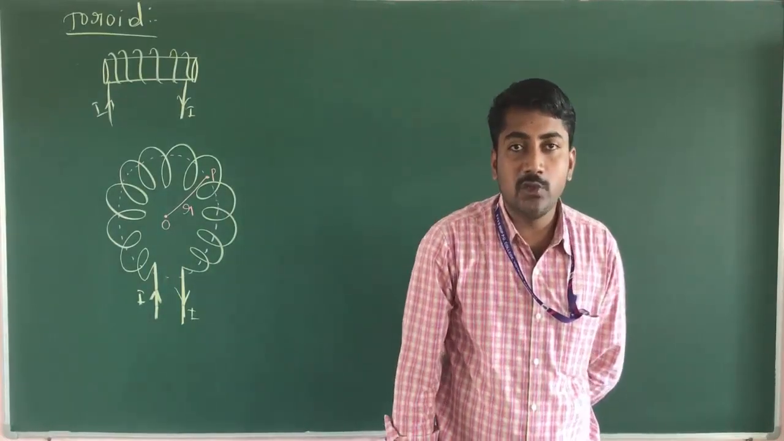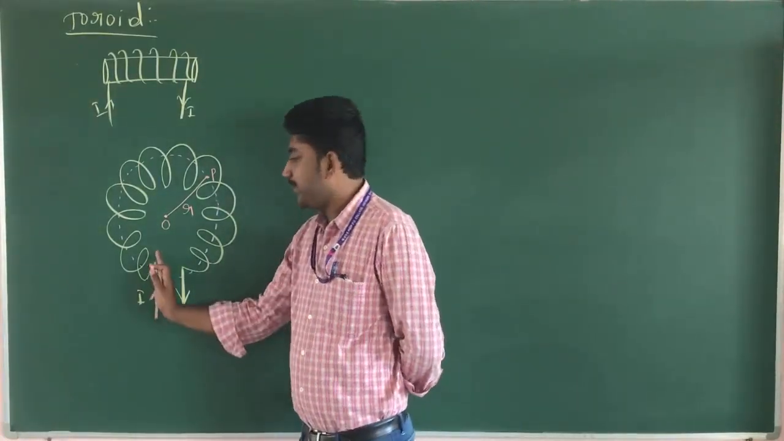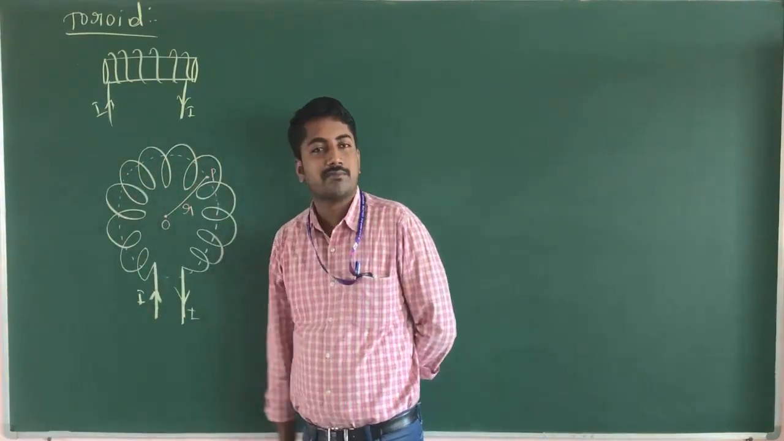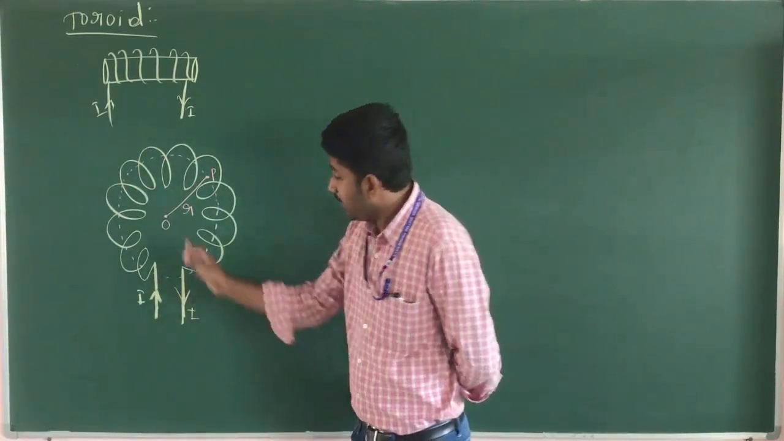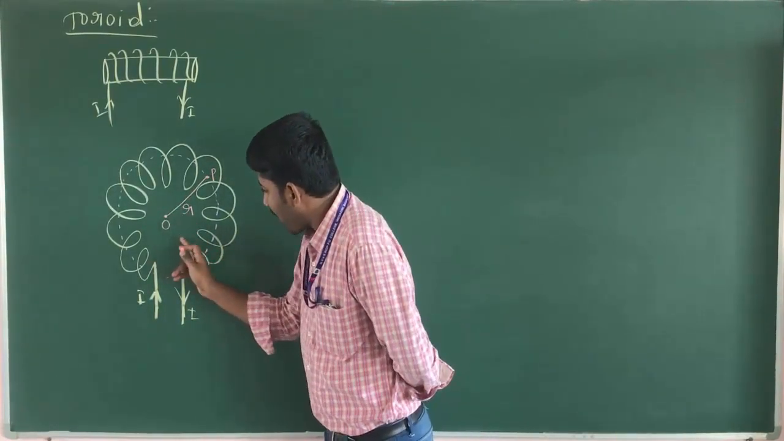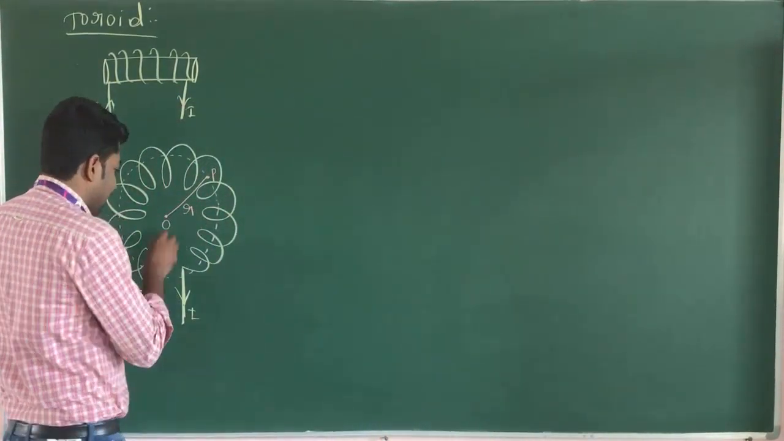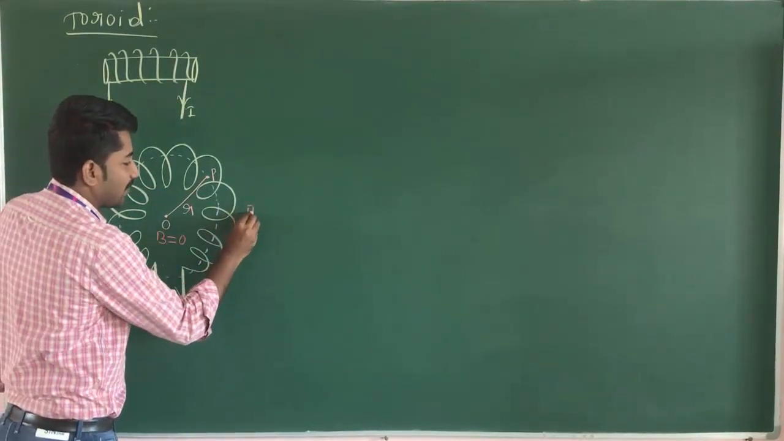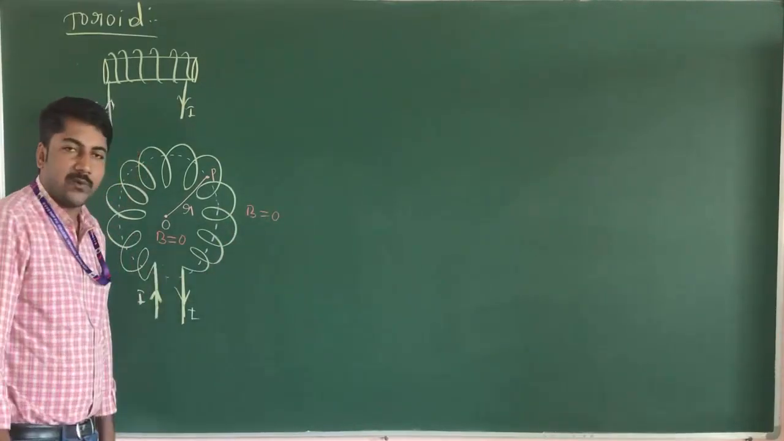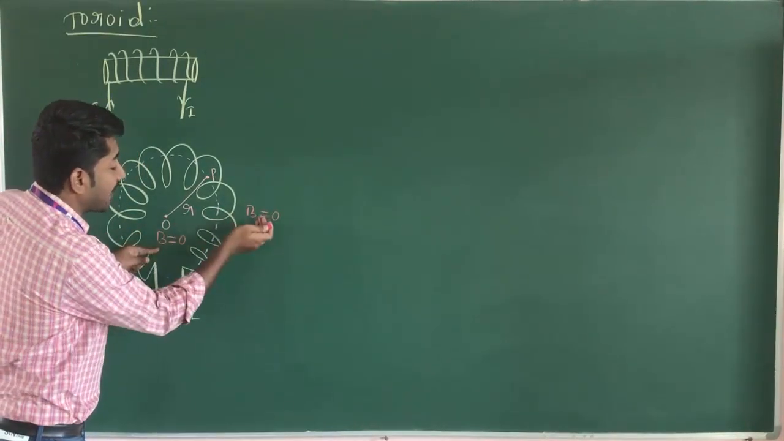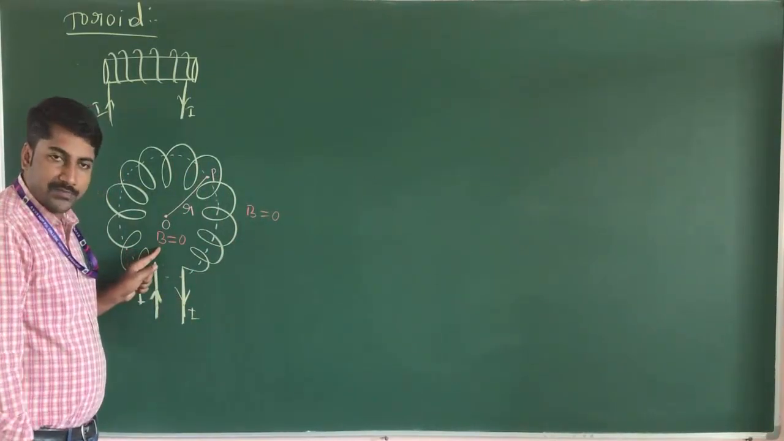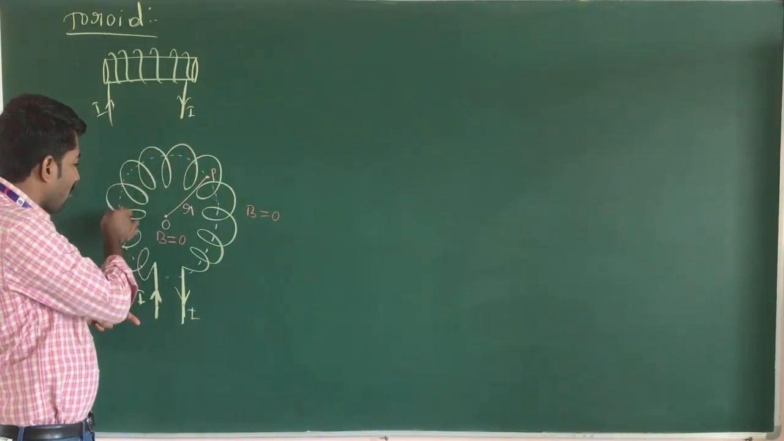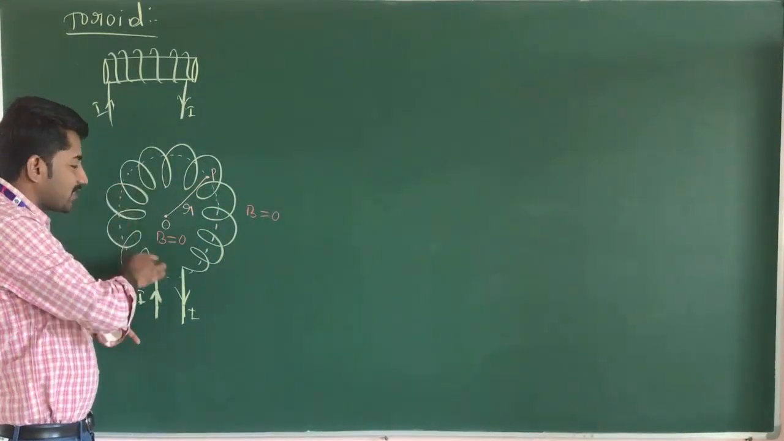The magnetic field due to this toroid: when the current is moving in this toroid, the magnetic field is produced inside this toroid. The magnetic field is produced only inside this toroid. In the interior part, at this point, the magnetic field is 0. In the exterior part, at this point, the magnetic field is 0. Only inside the internal structure of this toroid is the magnetic field present.